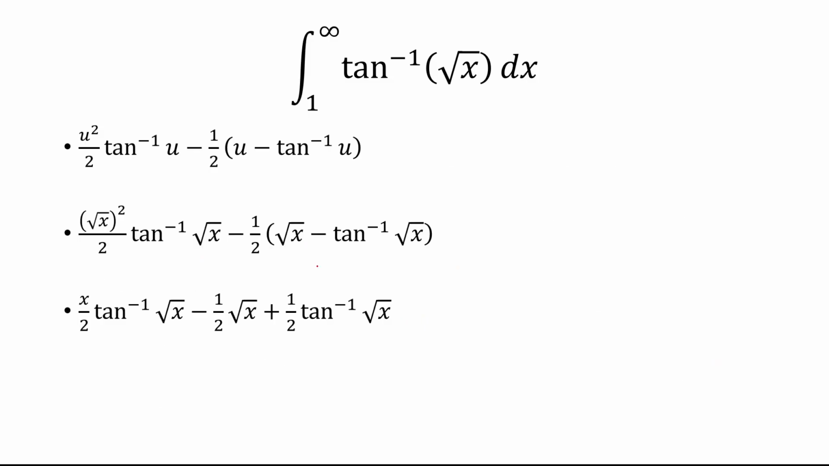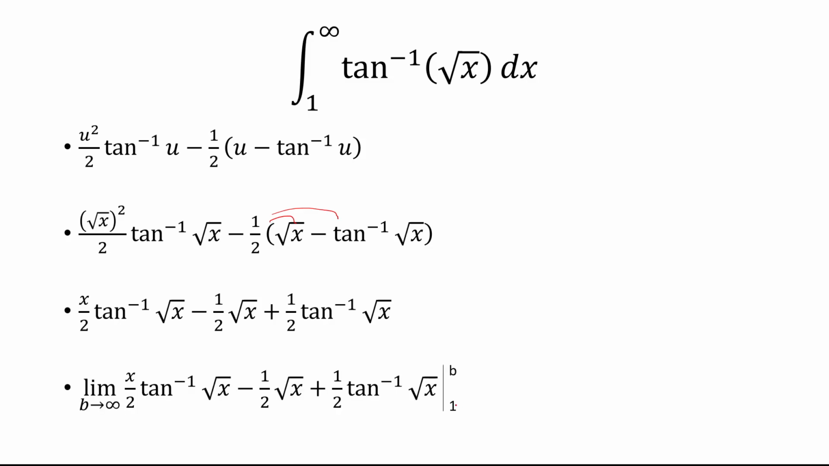Okay, so now we substitute square root of x in for u, and then the square root of x squared just becomes x, and then this negative 1/2 will distribute to both of these to get negative 1/2 root x plus 1/2 inverse tangent root x. Okay, now we're going to evaluate this from 1 to b, where b approaches infinity.